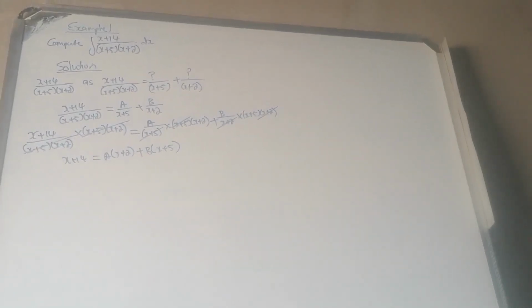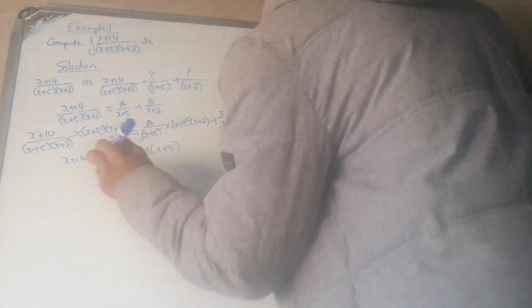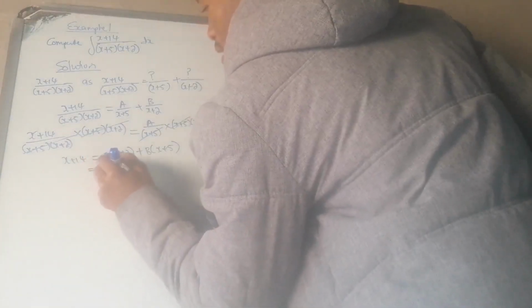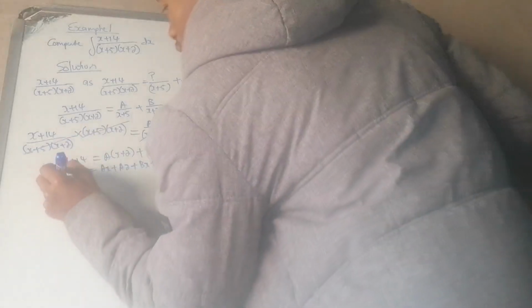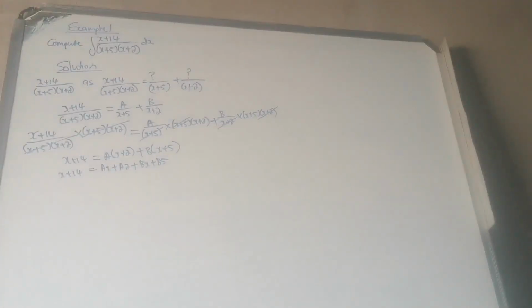And then when I am here now, I need to find the values of A and B. Now, that is fine. I think what I can do, I can remove the brackets by multiplication in here. So I can say Ax plus 2A, Bx plus 5B, and this is x plus 14. And now the question is, how do I solve for that? That should be the question. Now, this leaves us with the systems of equations.